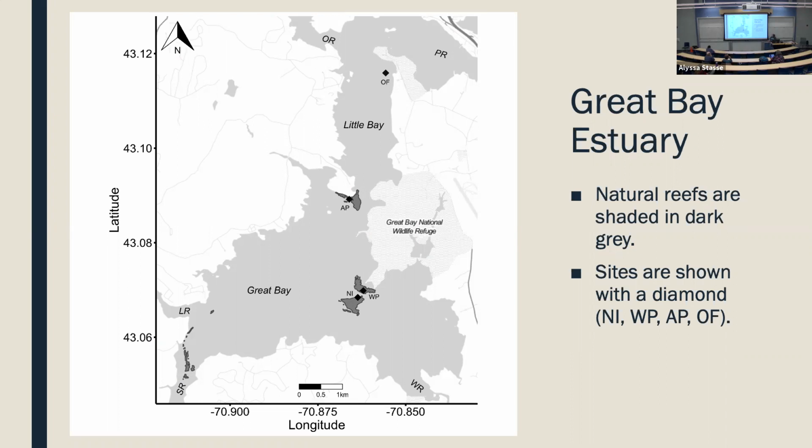So what I have here is a map. All of the dark gray shaded regions are natural oyster reefs. The sites that I selected are also shown with diamonds, which are the oyster farm that I used, which is OF in the top corner in Little Bay. AP is Adams Point, and then we have Nanny Island and Woodman Point.